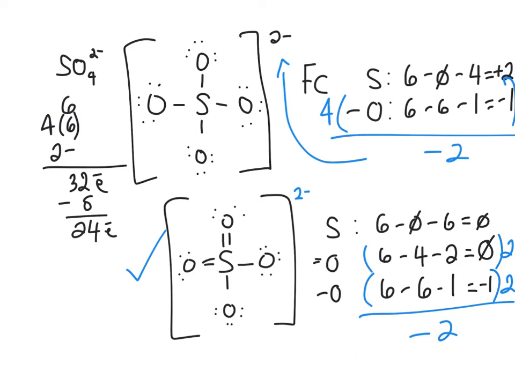If we look at sulfur, all the oxygens are surrounded by 8. Sulfur, however, is surrounded by 2, 4, 6, 8, 10, 12 electrons. But it's on the 3rd row of the periodic table, so it can expand its octet. It can be surrounded by more than 8 electrons. And that's how you do those structures.